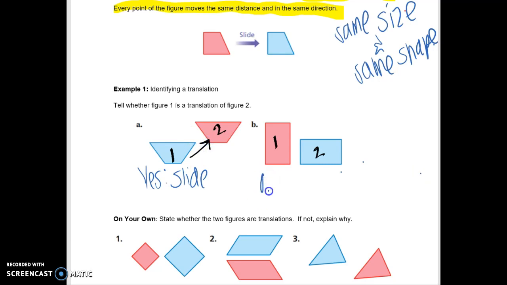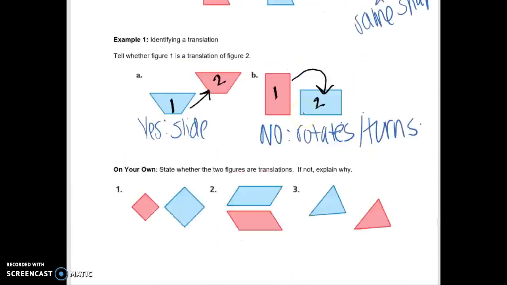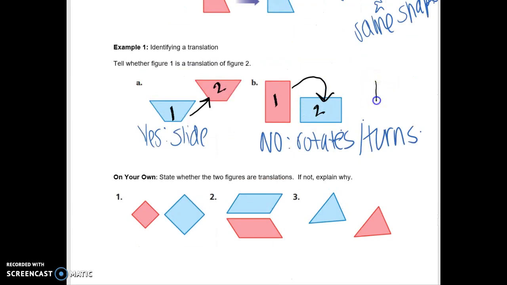The second one, however, is not a translation because this figure from figure 1 to figure 2 rotates or turns. If I were to pick up this object and move it over to the right, the second image should actually look something like this. And I'm going to try to draw it the same size and shape as best as possible, but this is what it would look like if it were a slide. But it doesn't look like that. It has turned over on its side, so therefore it is not a translation. It is actually a rotation.